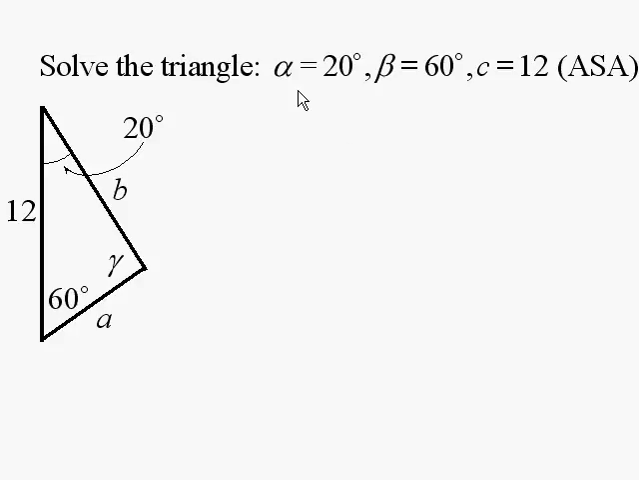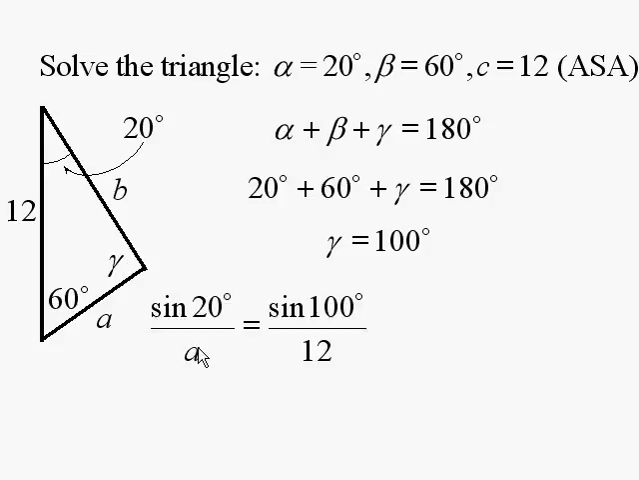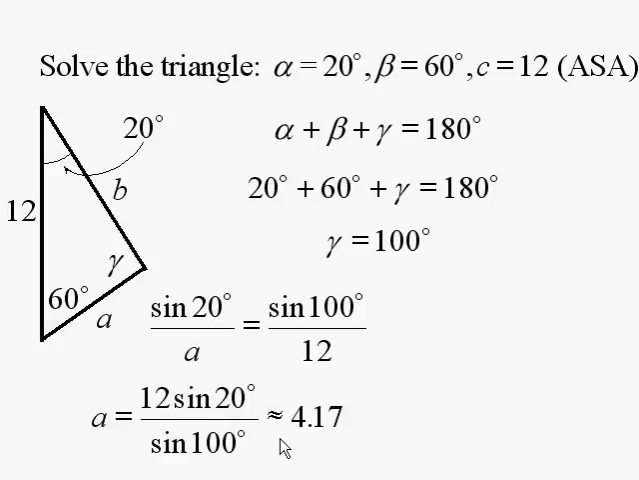Let's solve the triangle. Again, I can use the angle sum fact to start things off and say what gamma is equal to. Gamma is 100 degrees in this case. So let's get the unknown side A: angle I know, side opposite. So sine of 20 degrees is to A as sine of 100 degrees is to 12. And in this ratio pairing up, I've got only one thing unknown, so I can solve for that. The value of A comes out to be 12 sine 20 degrees over sine 100 degrees, 4.17.